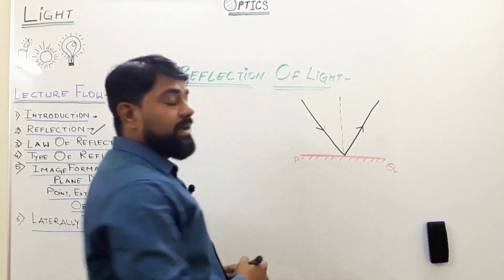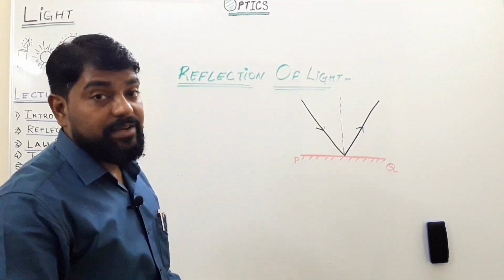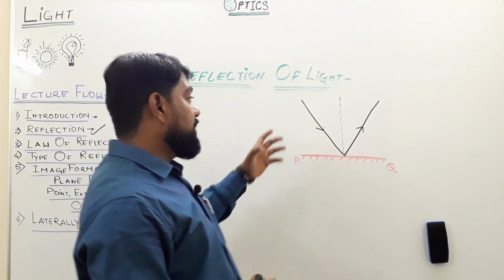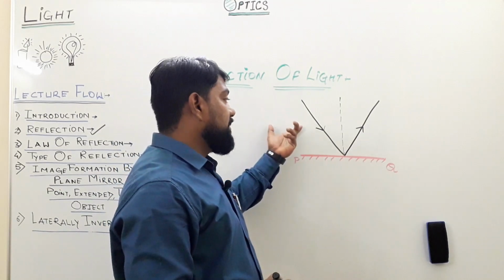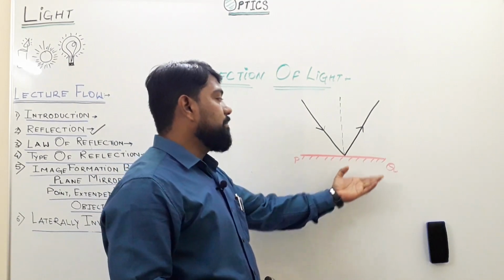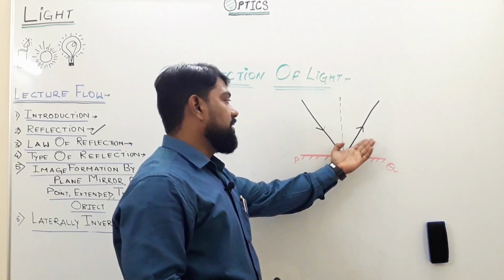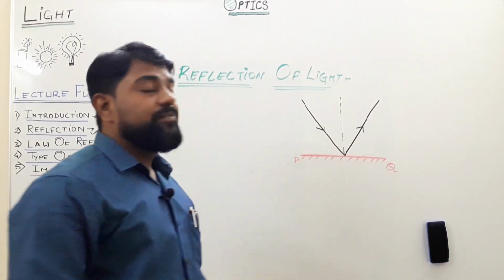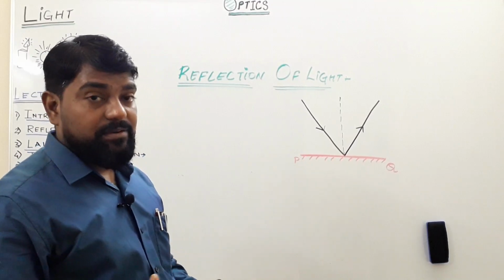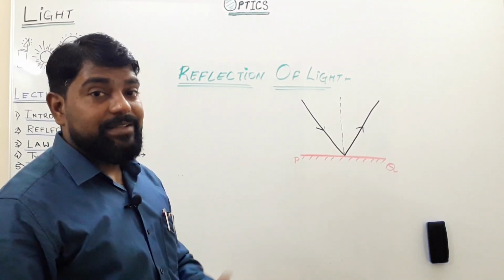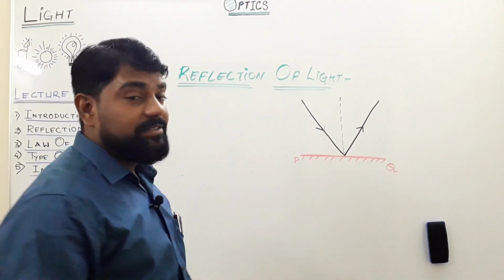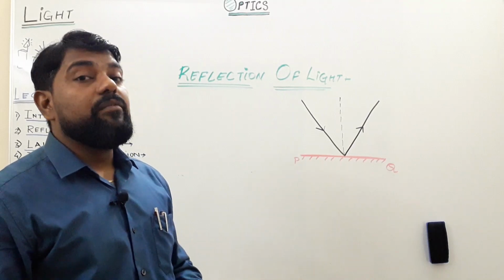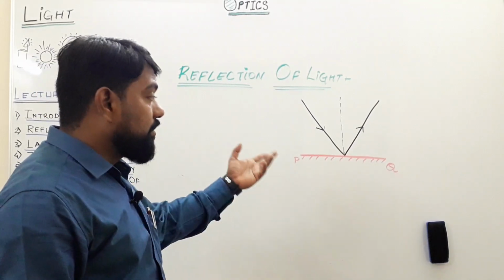This phenomenon of light is known as reflection of light. What is reflection of light? Whenever the incident ray strikes on any plane polished surface, the ray of light gets reflected back in the same medium, then the phenomenon is known as reflection of light. Then you can say, sir, without knowing what is incident ray and what is reflected ray, how will we understand the definition?